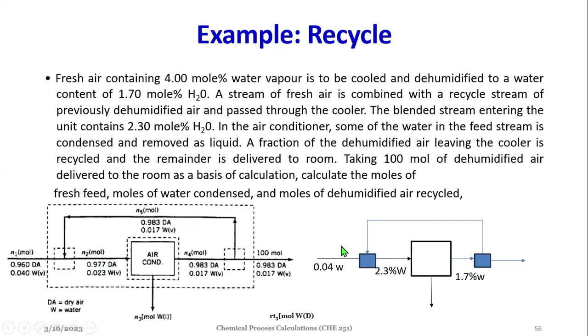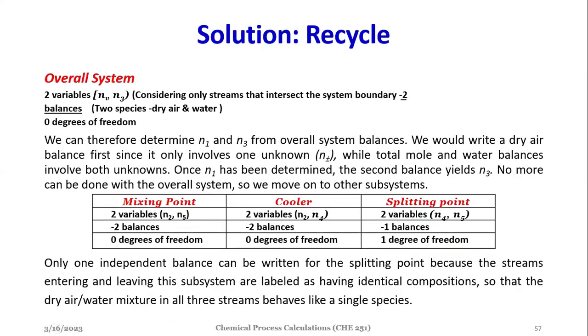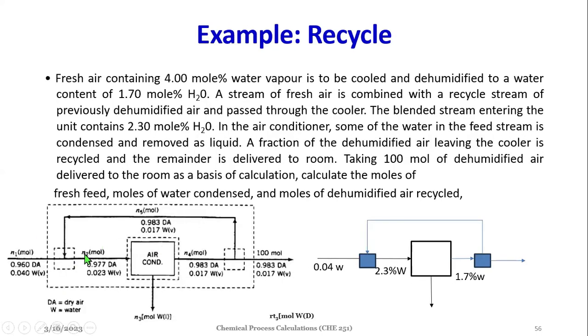Okay. So what we're saying was that you can do the balance for the overall system. So you have your N1 equal to your N3 plus your 100. Then you have two components, that's dry air and water. So you can also do a component balance. So you have two equations, you have two unknowns or two variables. Your degree of freedom is 0. You can solve it and then you can get it for both of them, right? But we can also look at the degree of freedom analysis for the other parts of the system. So if we consider the mixing points, that is over here.